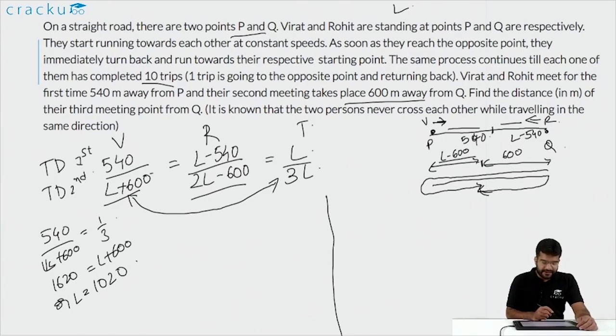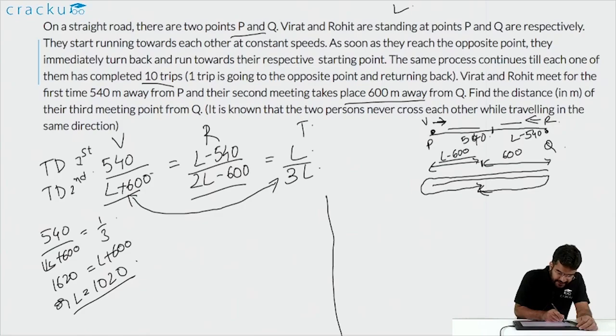Now we need to calculate the total distance that each of them has travelled. This is 540. L minus 540 will be 480, which is 1020 minus 540, and L is 1020. Similarly, the next time that they meet, the distance travelled by Virat will be L plus 600. This is the total distance that he has travelled, which is 1620. If you notice, 540 into 3 is 1620. Similarly, the distance that he would travel when they meet for the third time will be 540 into 5.